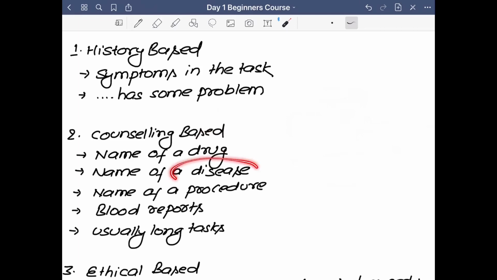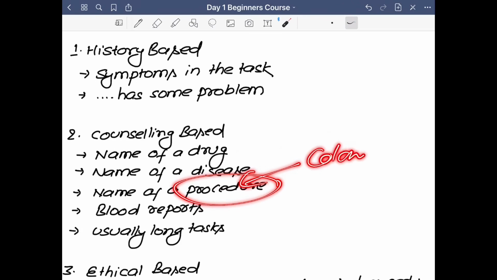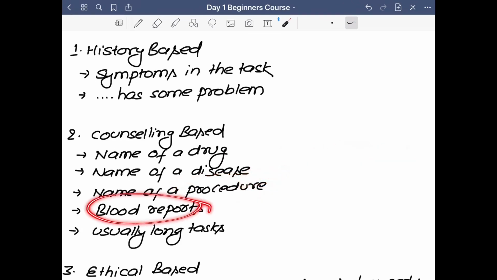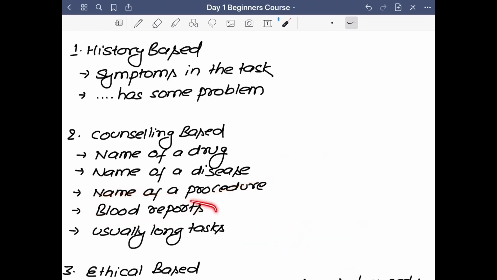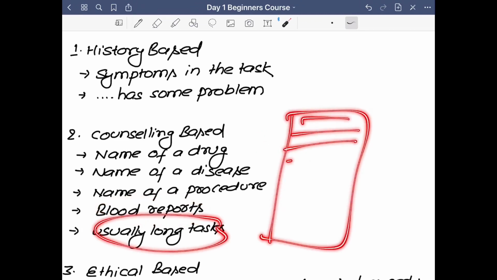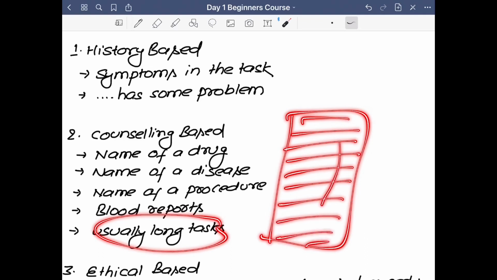Sometimes you will see a name of a disease: a 53-year-old female presented with diabetic retinopathy. Sometimes you will see a name of a procedure: colonoscopy has been planned in this patient. Sometimes you will see the whole lab report: the hemoglobin, total count, differential count, liver function test, kidney function test, sometimes thyroid function test, etc. If you see the blood report, most probably that is a counseling-based station. And sometimes if you see the whole page of the task filled with different information, then most probably that is a counseling-based station.